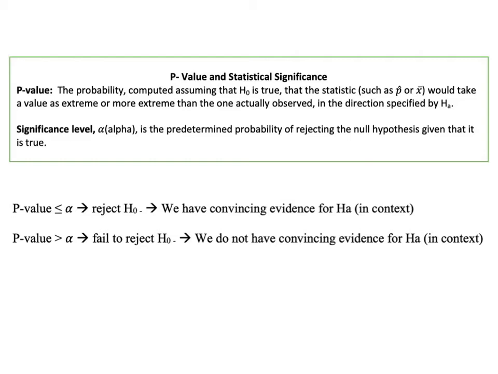So here's the big idea. If the p-value is low, we're going to reject the H sub O. If your p-value is less than or equal to alpha, you reject the null and state you have convincing evidence for your alternative. If the p-value is larger than your significance level, you fail to reject the null. Please never state that you're accepting the null. Please say that you fail to reject the null. We do not have convincing evidence for the alternative in context.